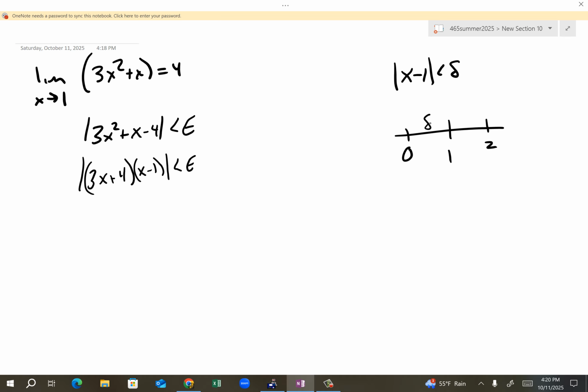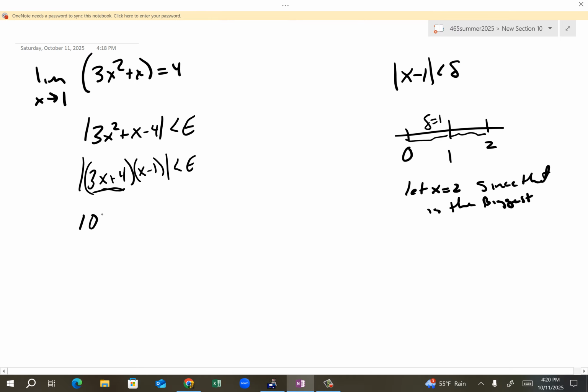So if my delta is 1, I'm over here to 0 or I'm over here to 2. What I'm going to do is pick the bigger of those two values. Is it 0 or 2? When I put 0 in here, I get 4, and when I put 2 in here, I get 10. Groom's going to choose 10. So we're going to let x equal 2, since that is the biggest.